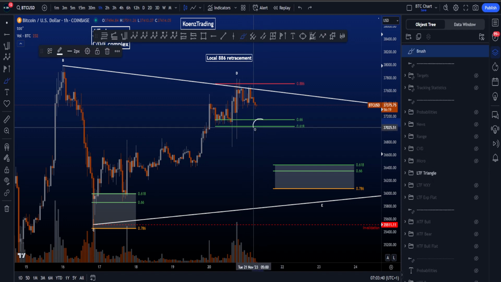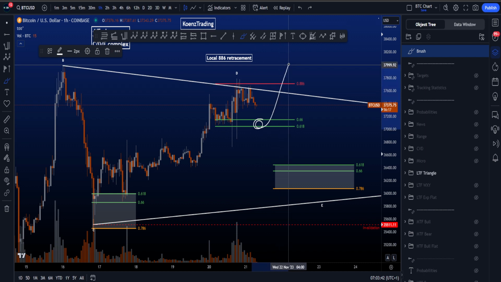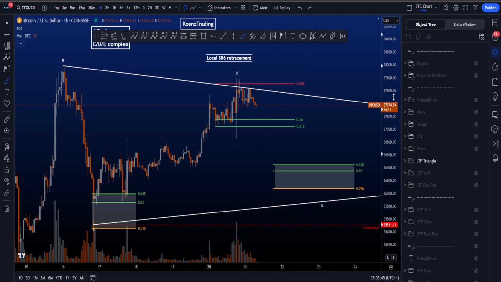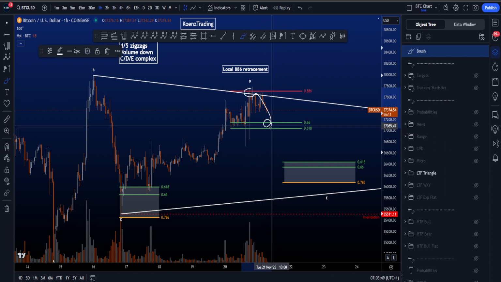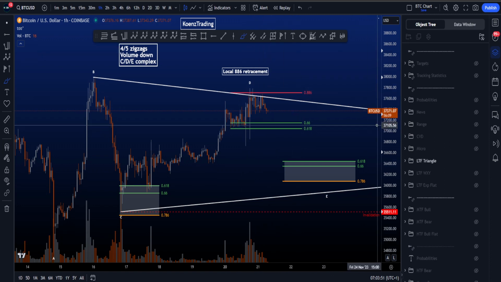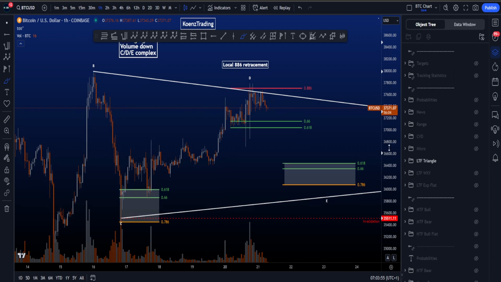That is common, and if this holds, then we could look for potentially new highs, which then of course invalidates this triangle. But it is common after an 886 touch to see the golden pocket being hit as well. So that is definitely an area of interest and an area I will keep my eye out for, right?